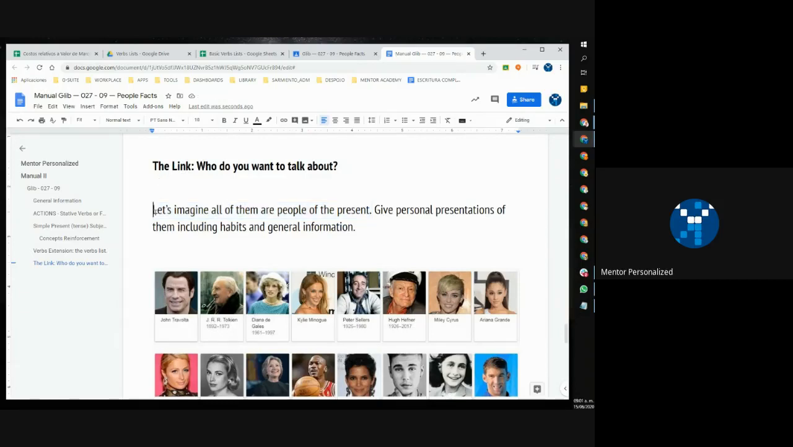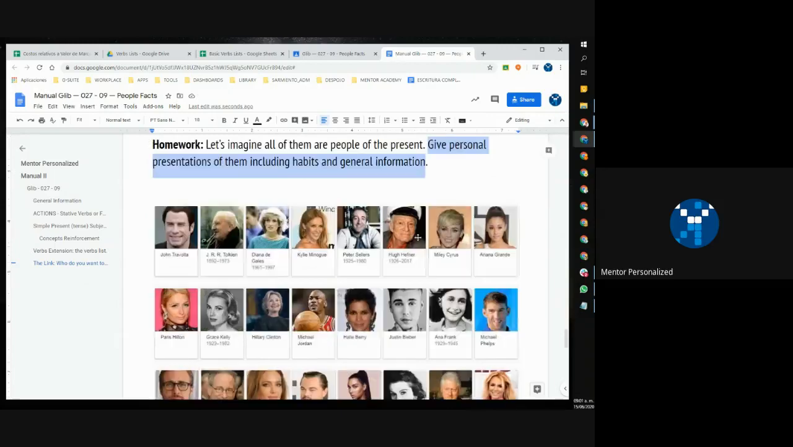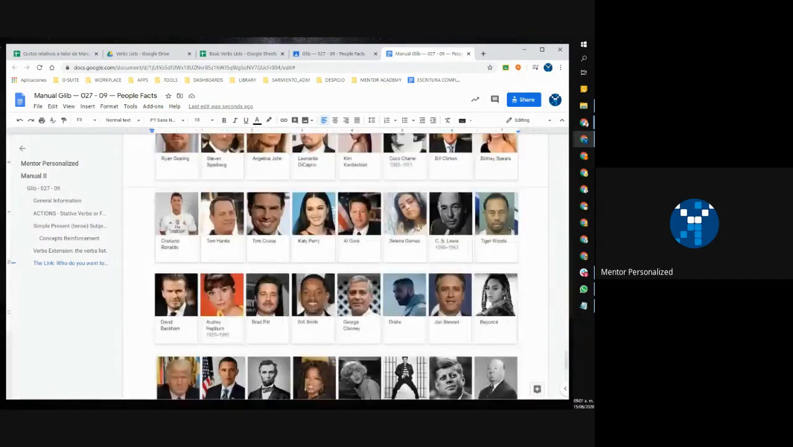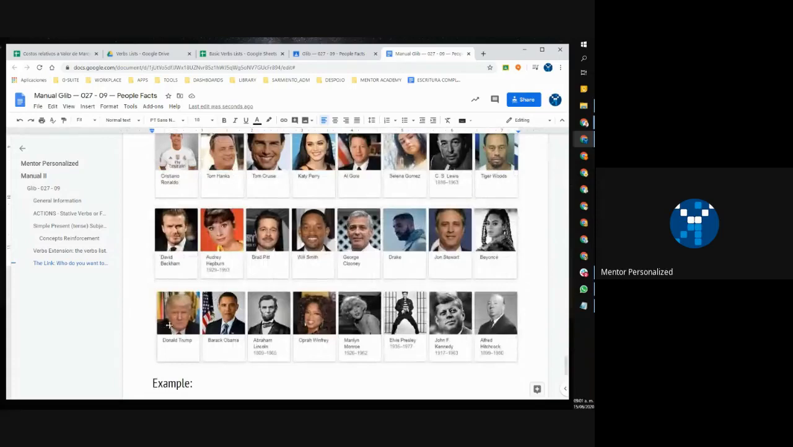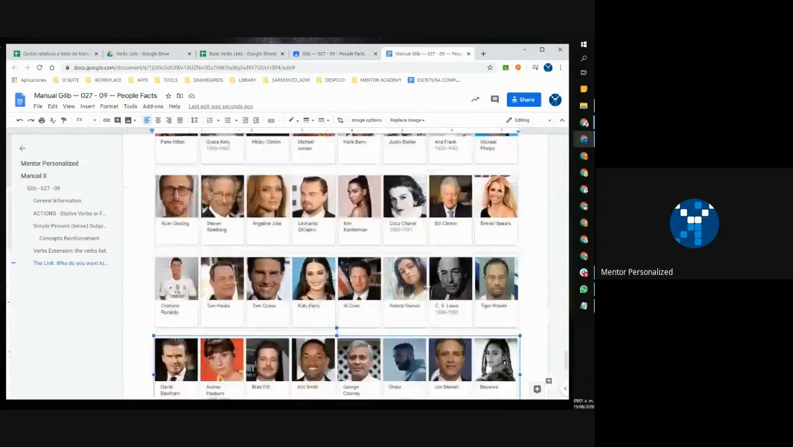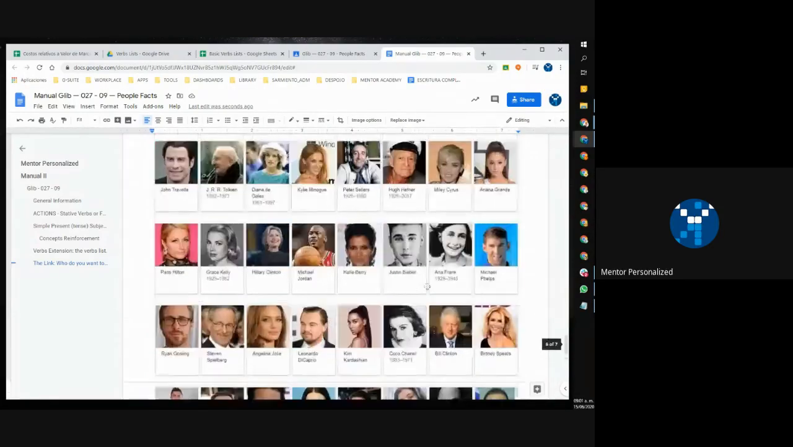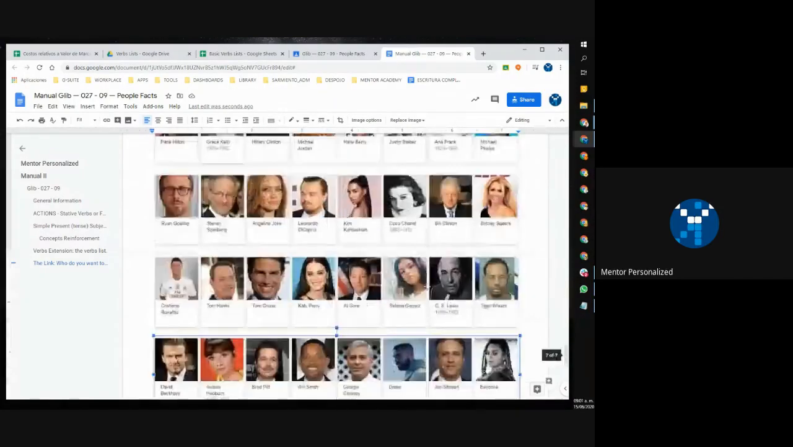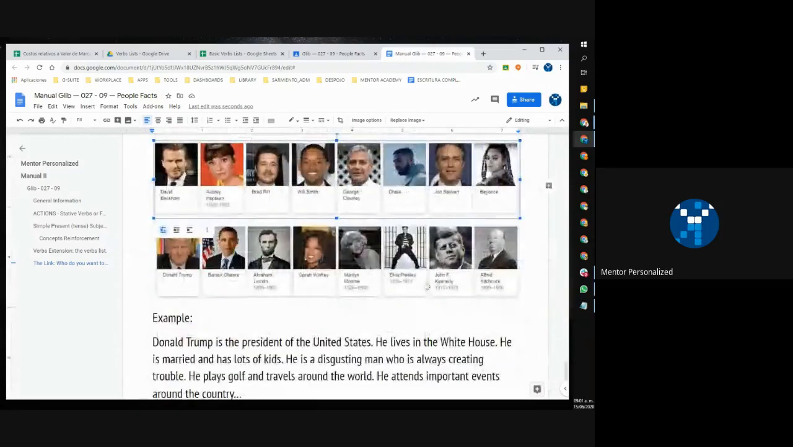Homework. Let's imagine. Give personal presentations of them, including habits and general information. You will send me a recording. Remember the recording homework. Of one of these persons, okay? You can invent the information, it doesn't have to be real.